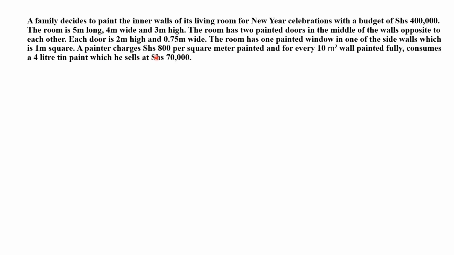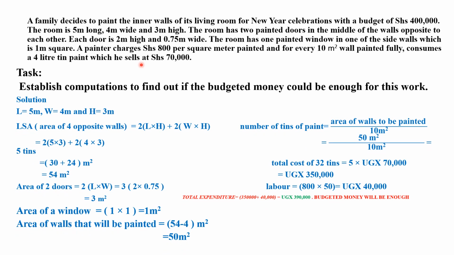And the painter charges 800 per square meter painted. And for every 10 square meters painted fully, it consumes a 4-liter tin, which he sells at 70,000 shillings. Now the task: establish the computations to find out if the budgeted money could be enough for this work. But remember, in his budget, he has 400,000 shillings.